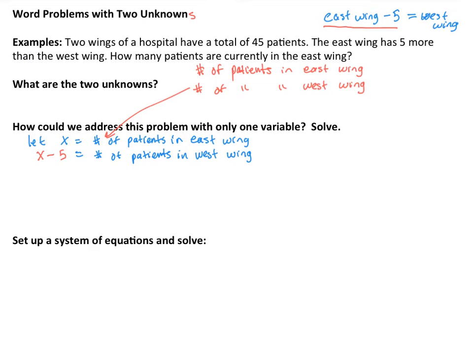Now what else do we know in this case? In the problem, we're told the two wings have a total of 45 patients. So if I take the east wing patients and add that to the west wing, that's going to equal the total number of patients. Again, just writing this with words. Well, the east wing, we called that x. That's the number of patients in the east wing. The west wing we called x minus 5.